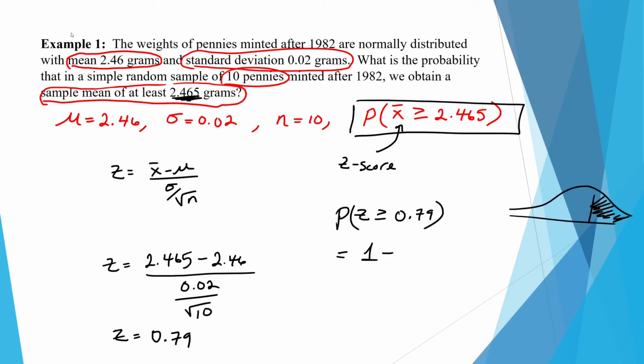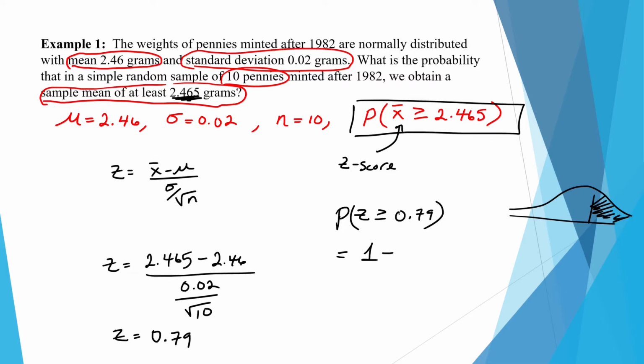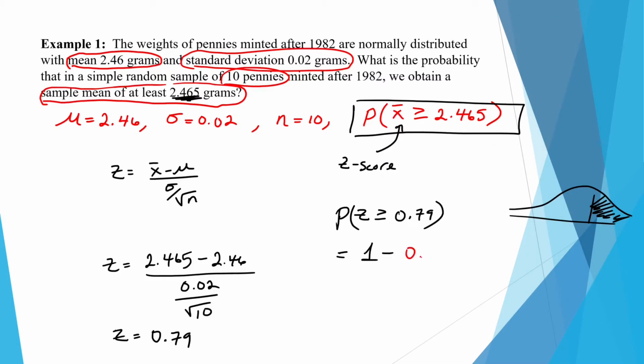So we'll go to our z-table and look for 0.79 for the z-score. 0.79 is located here. So we have the area to the left is 0.7852.